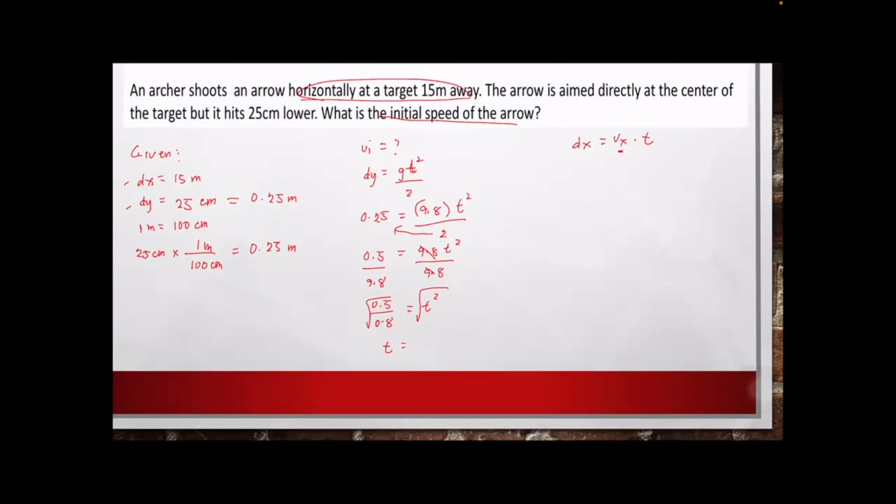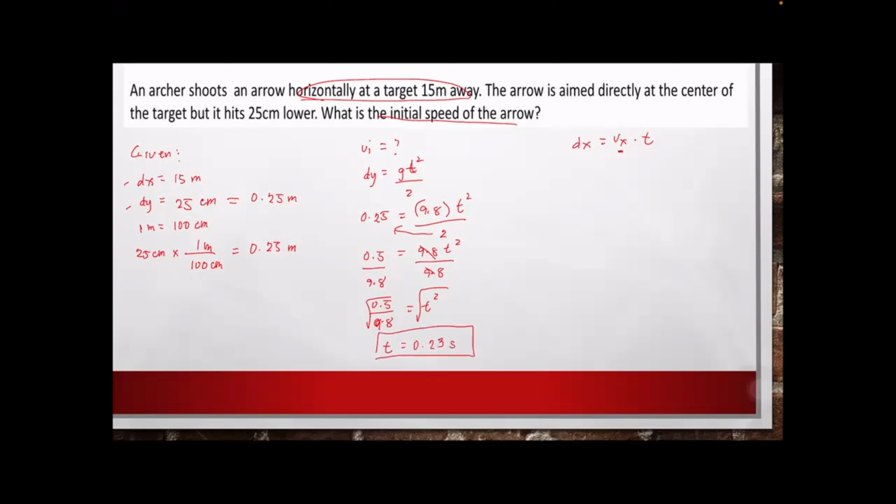What's the answer? Zero point 79. Sure. 9.8 pala. Not 0 point. Sorry. Square root of 0.5 over 9.8. Not 0.8. This is 0.23, 22. Anong kasunod ni ano? 23 po. 23. Okay.